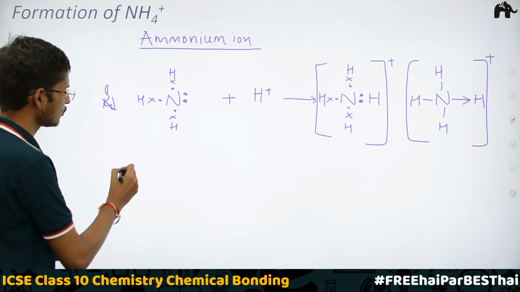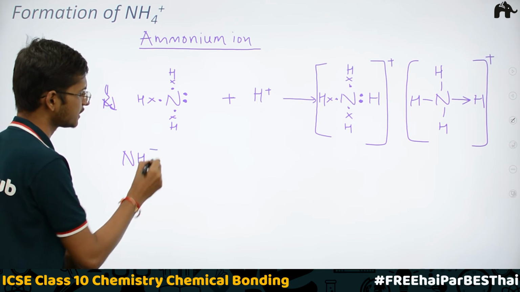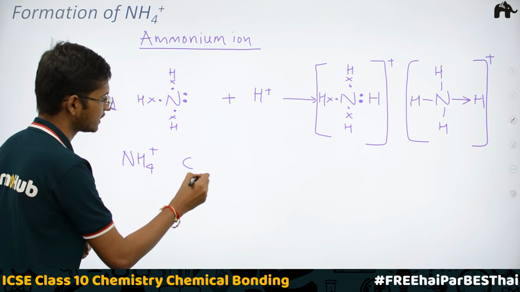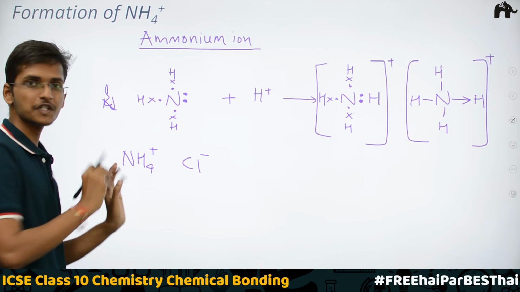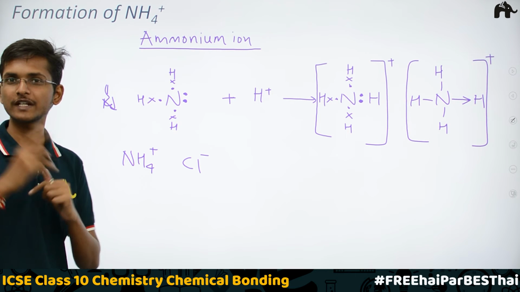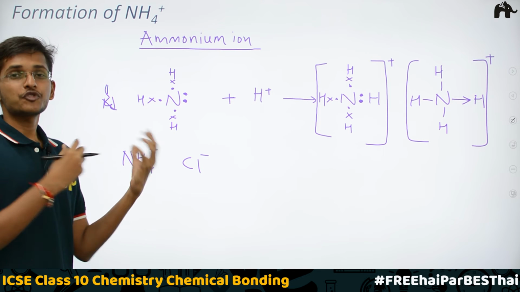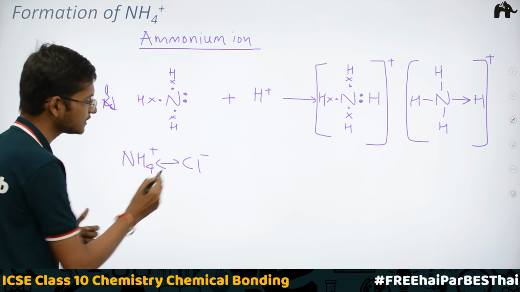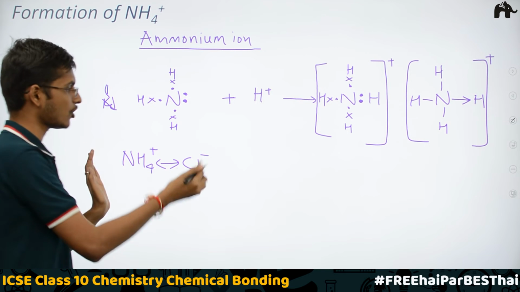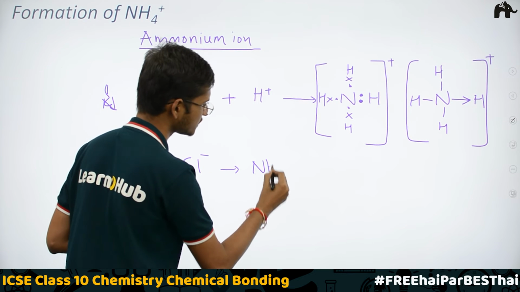This NH4 plus, when it comes in interaction with the Cl minus, so this is the positively charged ion, this is a negatively charged ion. What would happen between them? Try to recollect the ionic bonding. The strong electrostatic force of attraction would develop between them, and they would form an ionic bond and an ionic compound. So ionic compound NH4Cl is formed.